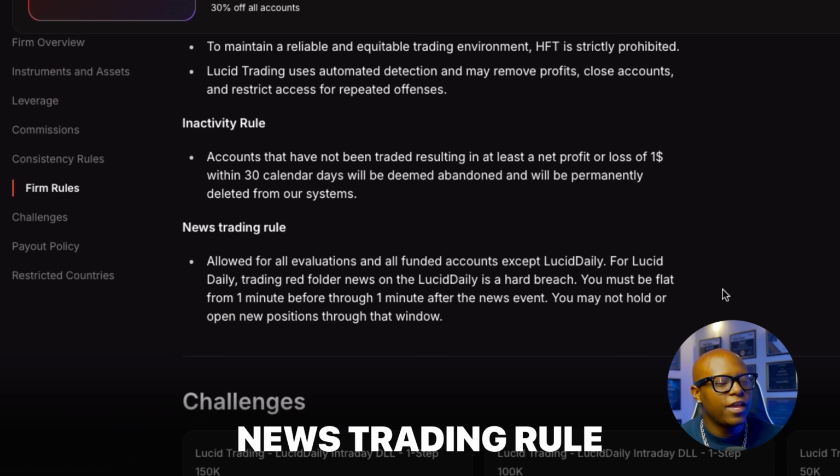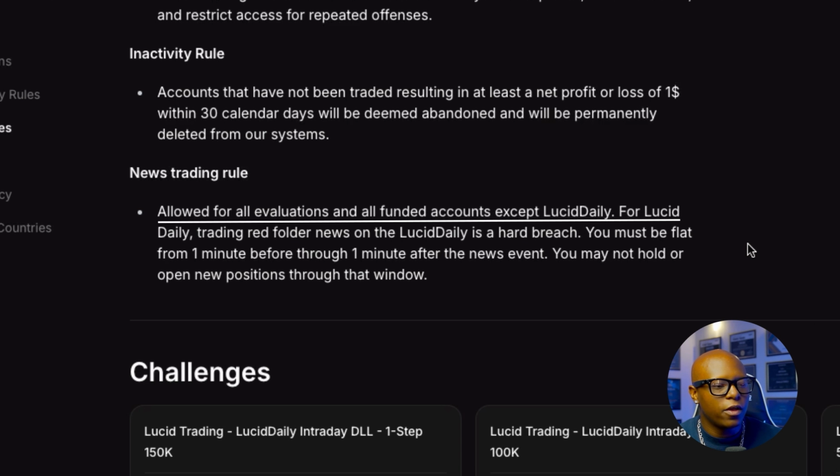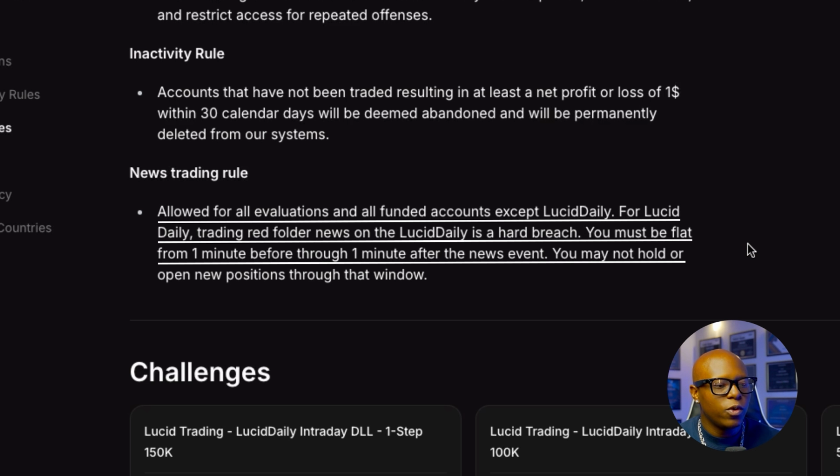News trading rule, they do allow news trading for all evaluations and all funding accounts except for the Lucid Daily account, which is very important. So for the Lucid Daily, trading red folder news is a hard breach. You must be flat 1 minute before, through, and then 1 minute after the news, and you may not hold or open any new positions through that window.